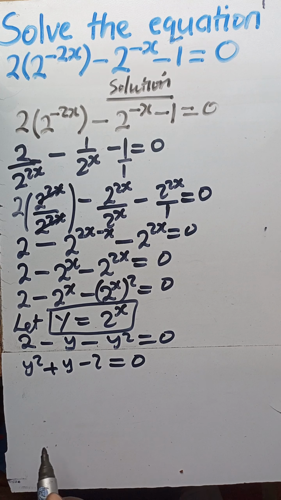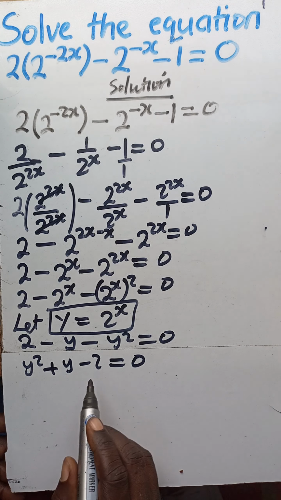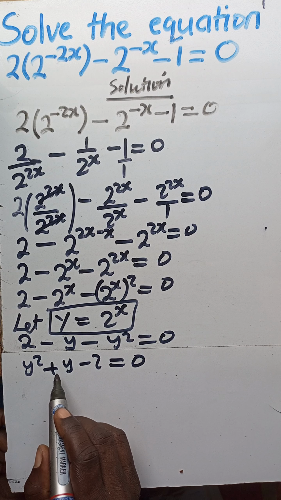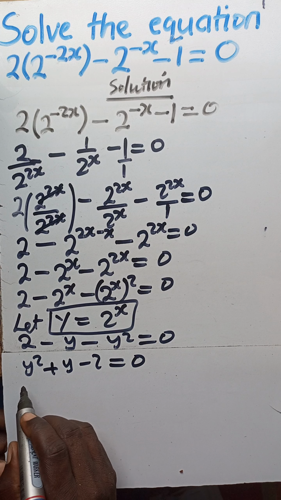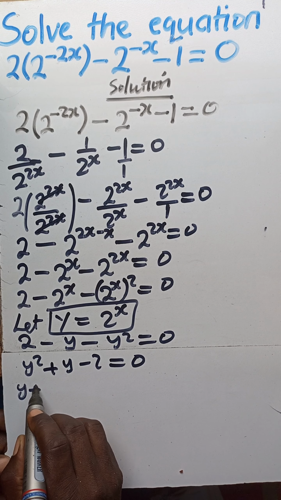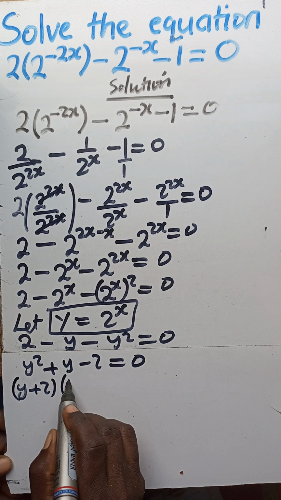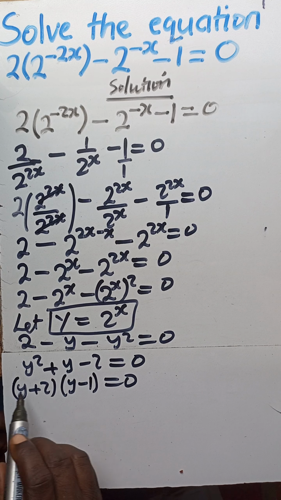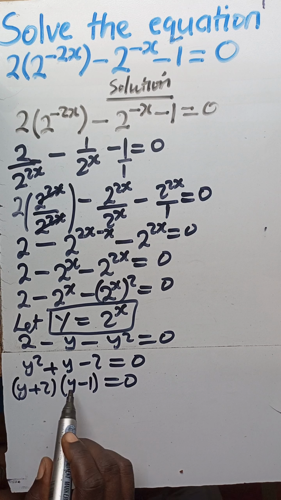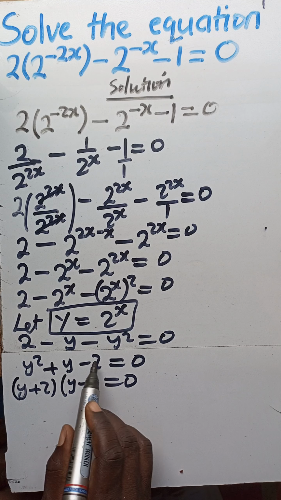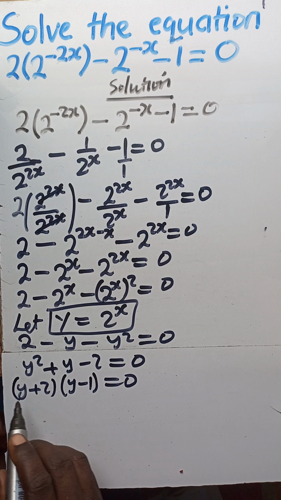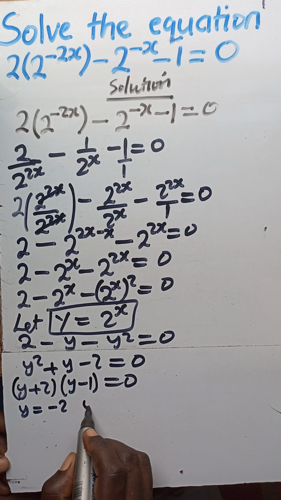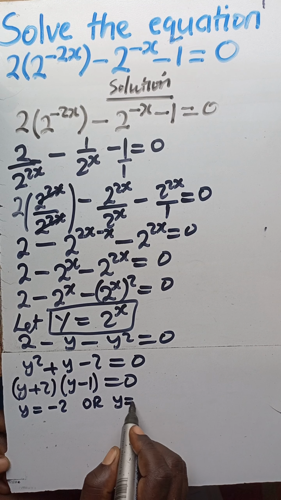So this is the quadratic equation that we have to solve. So we get two factors of negative 2 whose sum is positive 1. And so we have y plus 2, y minus 1. If we open out this parenthesis, we're going to have this expression over there. So from here, it simply means that y is either equal to negative 2 or y is equal to 1.